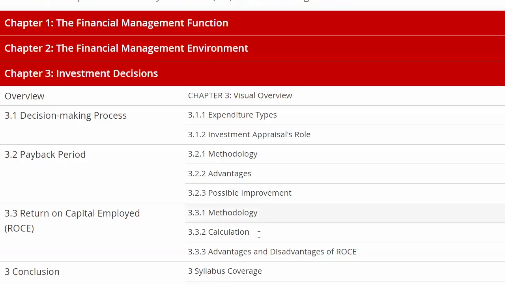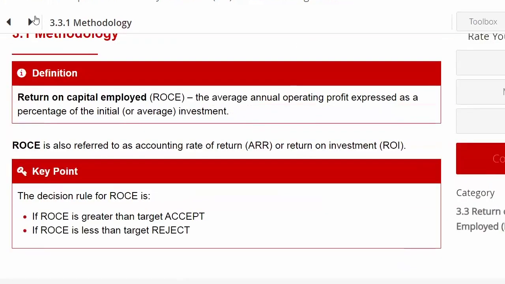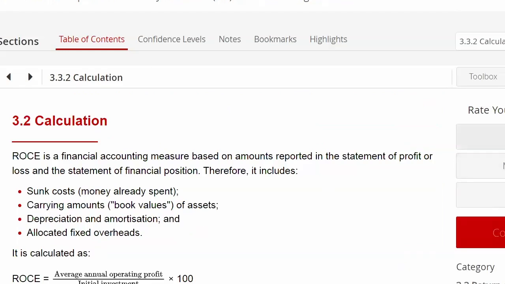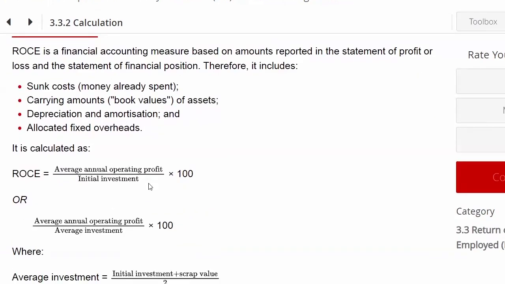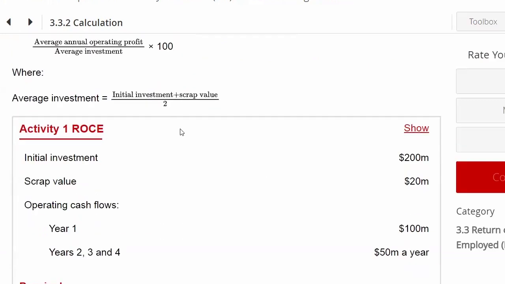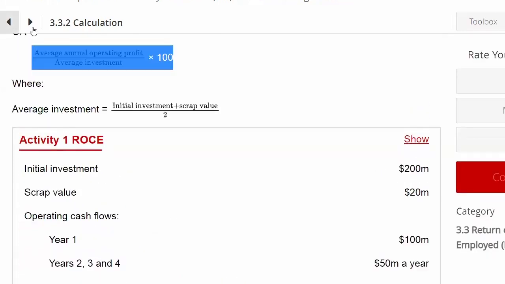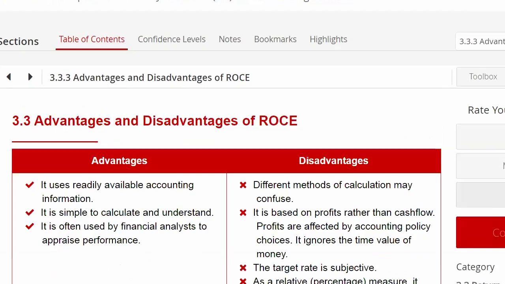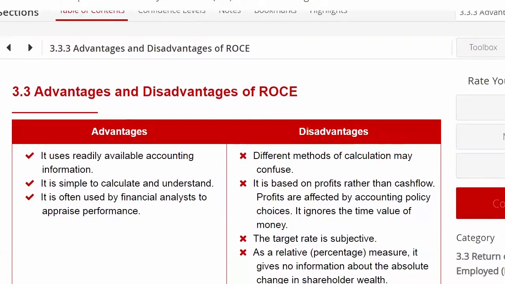We discussed the methodology. We discussed the formula, average profit divided by initial investment or average profit divided by average investment. Average investment is initial investment plus scrap value divided by 2. You did the calculation. Now we will discuss the advantages and disadvantages of accounting rate of return.